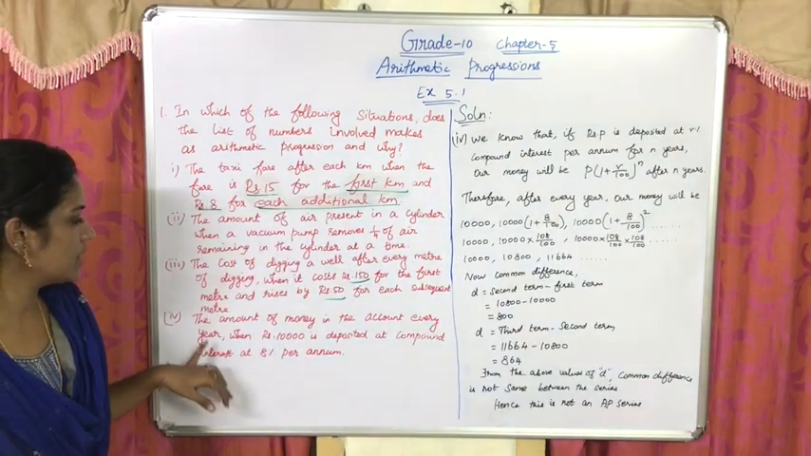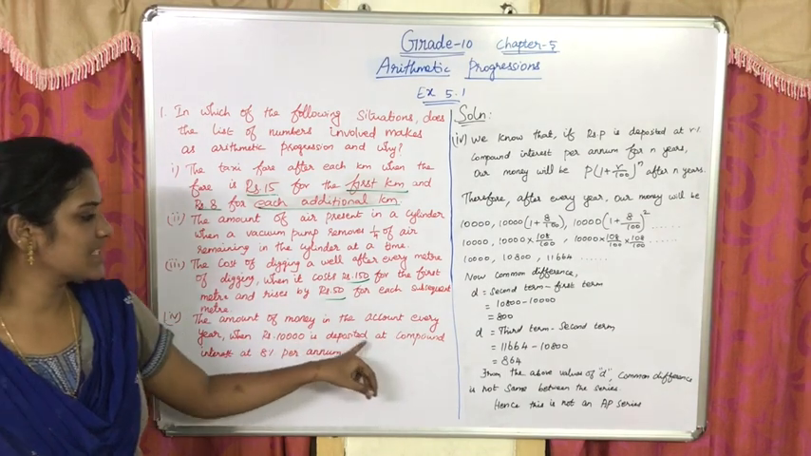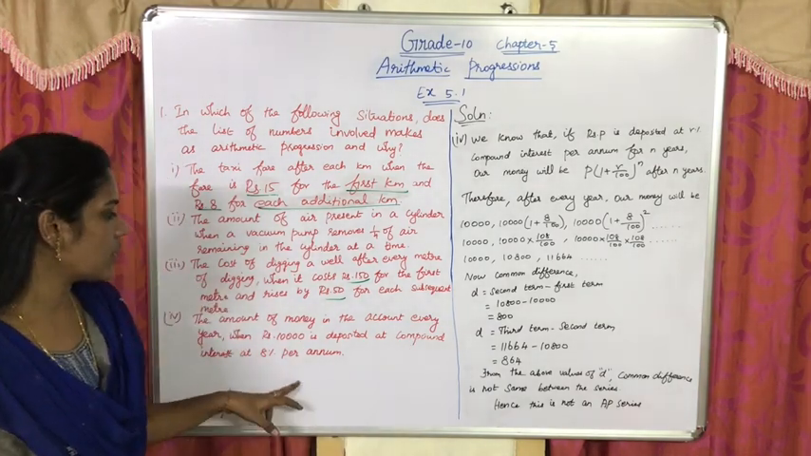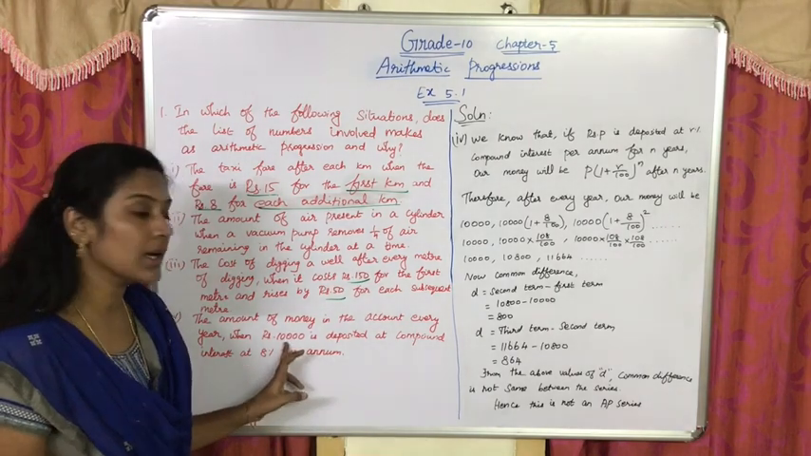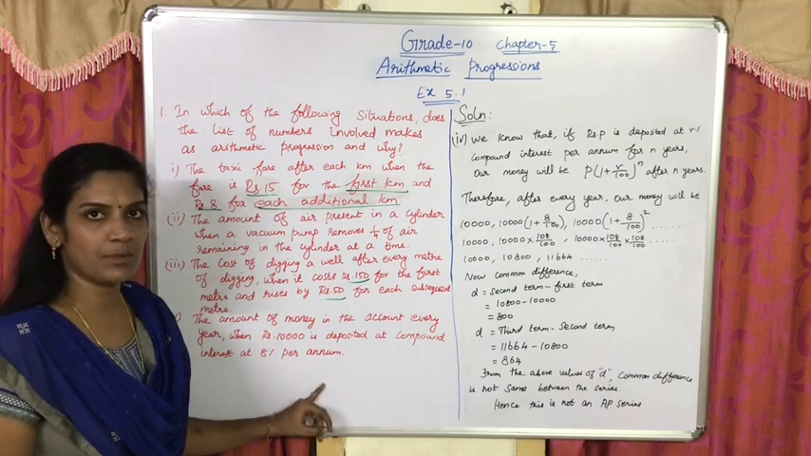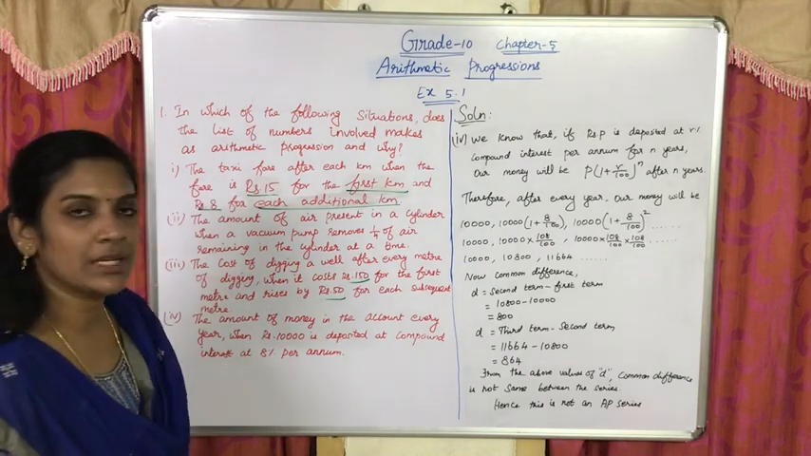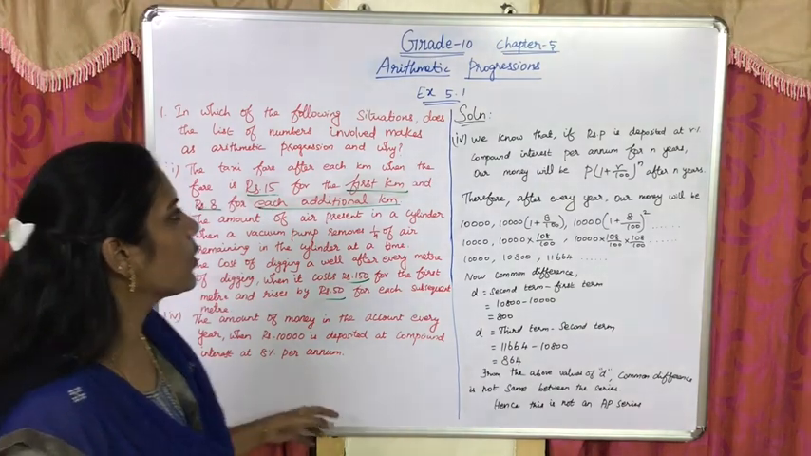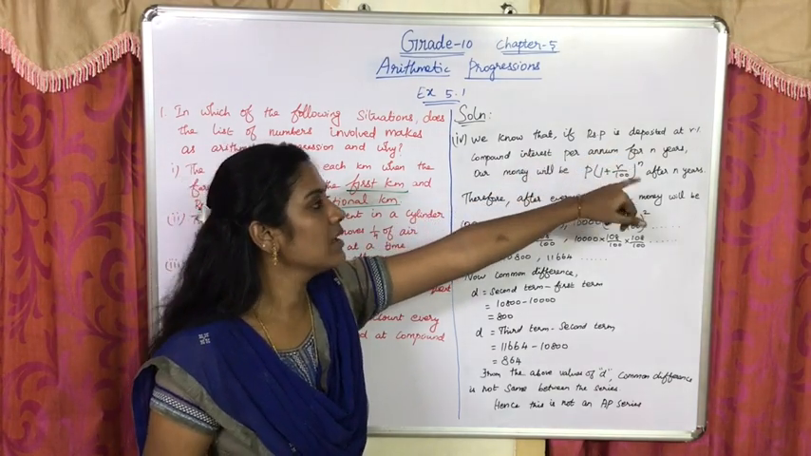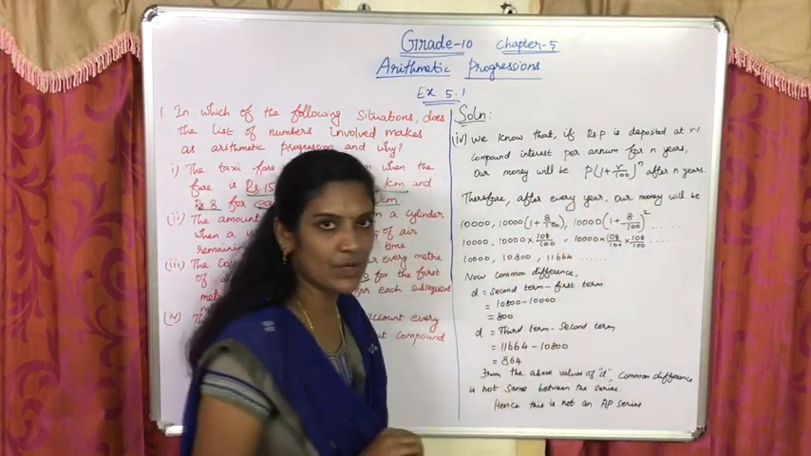See the fourth subdivision. The amount of money in the account every year when 10,000 is deposited at compound interest at 8% per annum. So in compound interest, he is depositing 10,000 rupees in a bank at 8% per annum. Per annum means year. Each year they will give 8%, and the amount will increase in your account. We know that if P is deposited at R% compound interest per annum for n years, our money will be given by a formula.